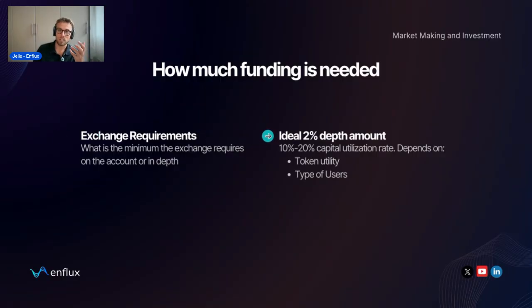And then the second part is, how much depth do you want as a project that is solid? An example, very much out of line, but Bitcoin needs millions of dollars. If you get that token listed, although the exchange requires minimally 5K, you're not going to put 5K on the book. Bitcoin needs millions. That's what I mean. We advise on how much, based on the size and the reputation the project has, how much depth they need on the book, and how much funding is therefore required.